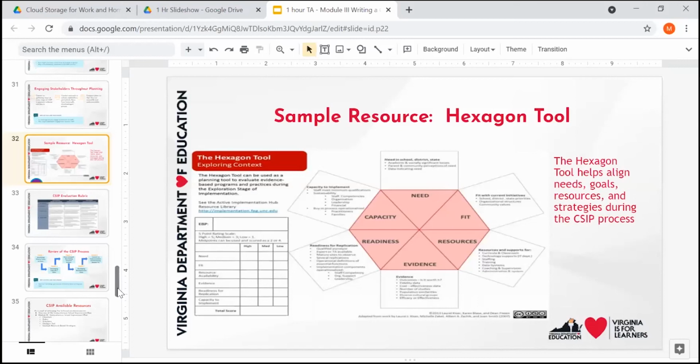So this is another resource, not required, but a way to help you make decisions when you're trying to determine what evidence-based intervention or what strategy you want to use for your essential action. This might help guide that conversation.